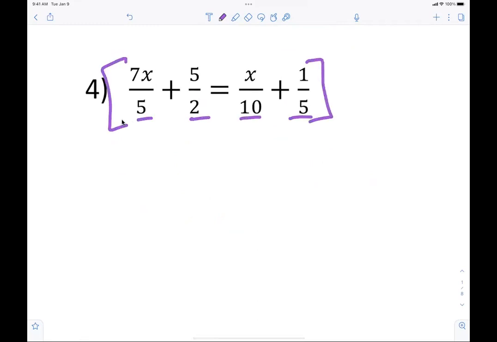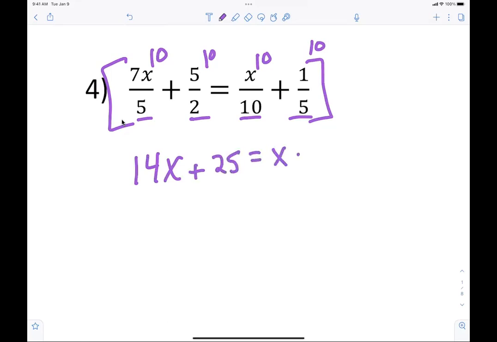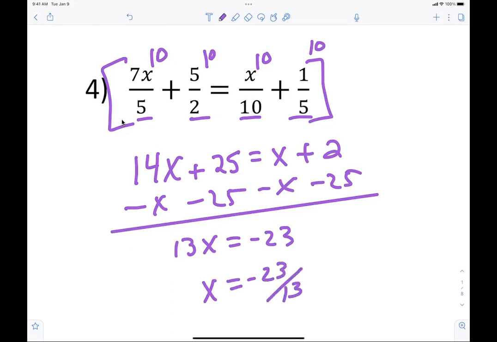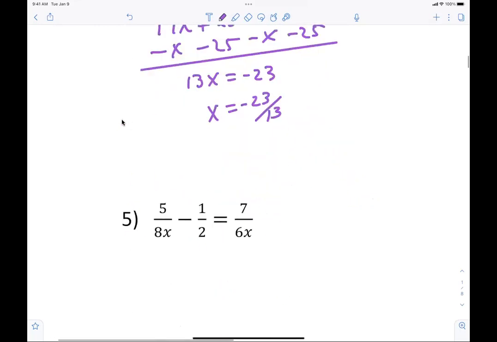All right, number 4, again, looking at 5, 2, 10, 5. So common denominator is 10. So I'm multiplying each term by 10. 10 divided by 5 is 2. 2 times 7x is 14x plus 25 equals x plus 2. Moving the x, subtracting the 25, I end up with 13x equals negative 23. So x equals negative 23 over 13. All right, pretty simple.